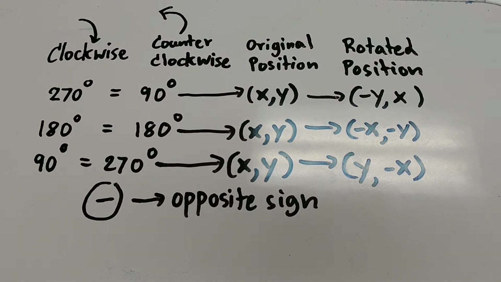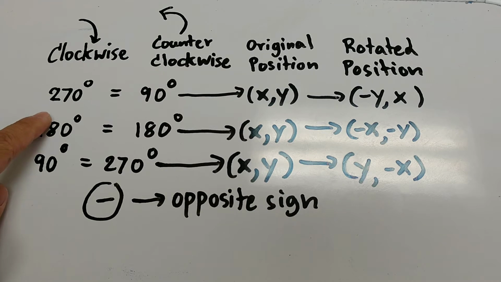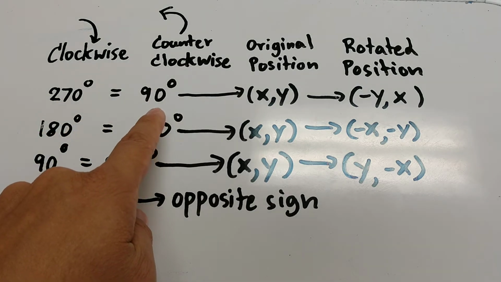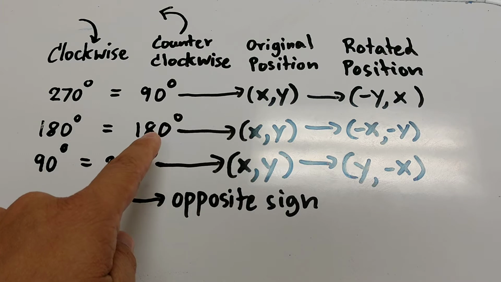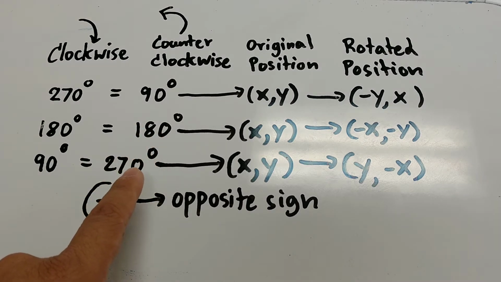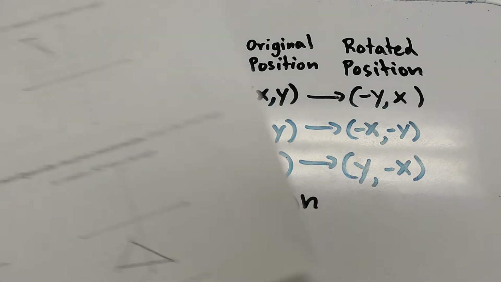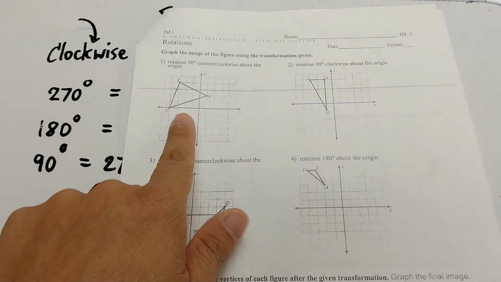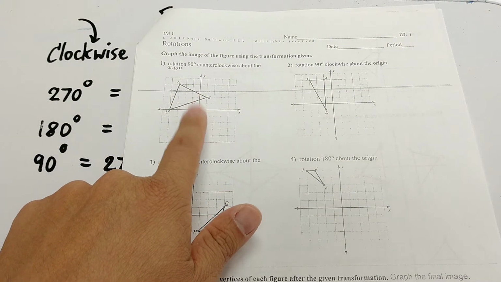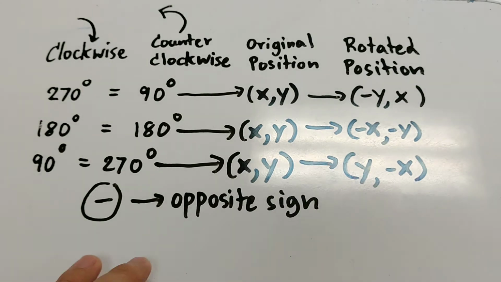Okay, just a little bit to refresh your memory. So again, when you go clockwise 270 degrees, it's the same thing as 90 degrees counterclockwise. 180 and 180 are the same, and 90 degrees is the same thing as 270 counterclockwise. All right. Now, with that being said, I'm going to start the rotation assignment, and we're going to do number 1. But first things first, I'm going to put these notes on the side, and we're going to come back and refer to these and how we're going to do it.